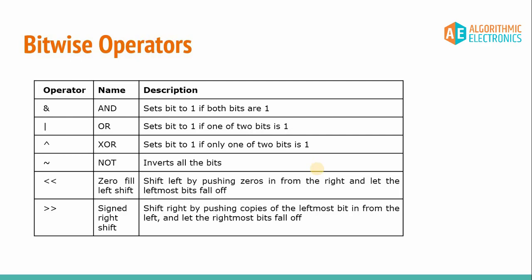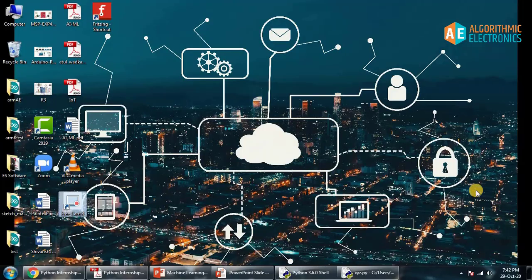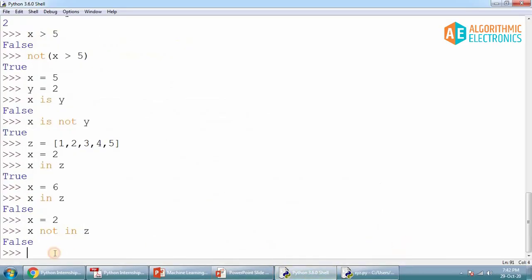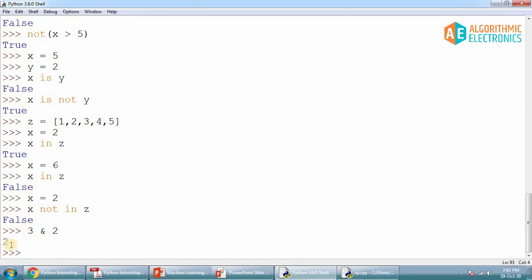So bitwise ANDing, ORing, XORing, NOT, left shift and right shift, these are the operators we are going to discuss now. With the help of the Python shell, I am going to discuss these operators. Let's say I have two different numbers, 3 and 2, and I do the AND. If I hit enter, the result is 2.